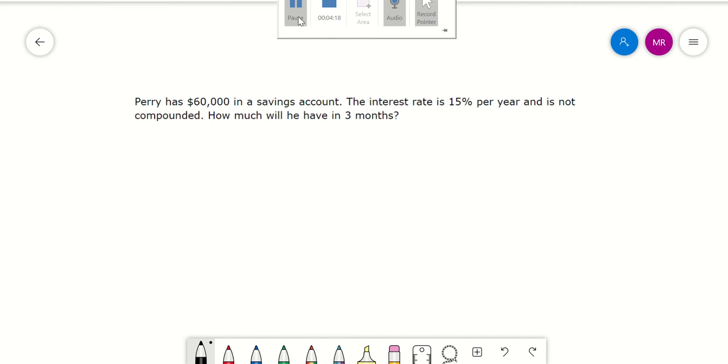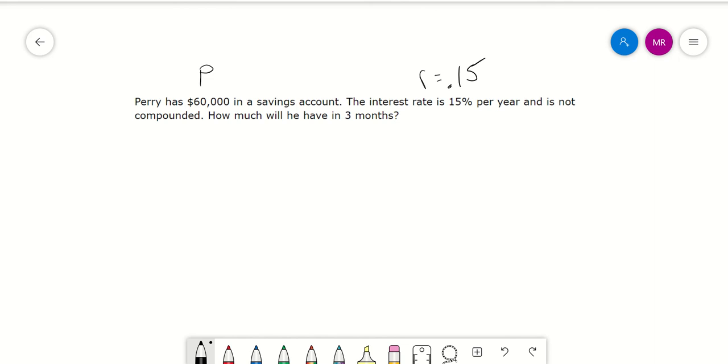Now, this is one that's a little different, and again, it took me getting to 70 to get to this. Perry has $60,000 in his savings account, so that's his principal. The interest rate is 15%, so the rate is 0.15. That's 15% per year and is not compounded. How much will you have in 3 months?